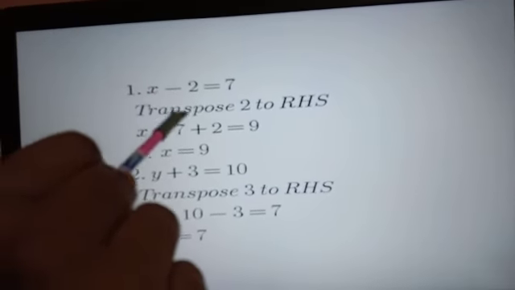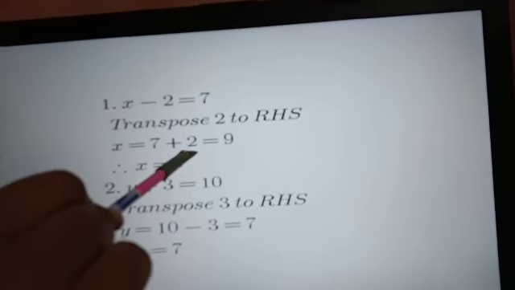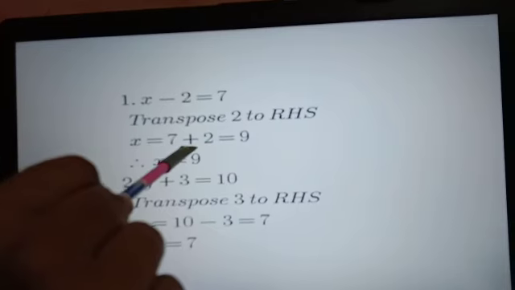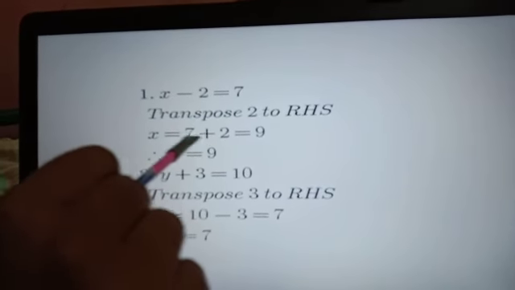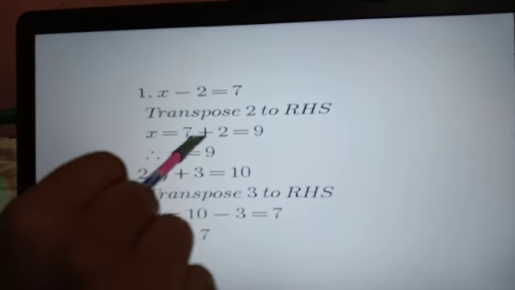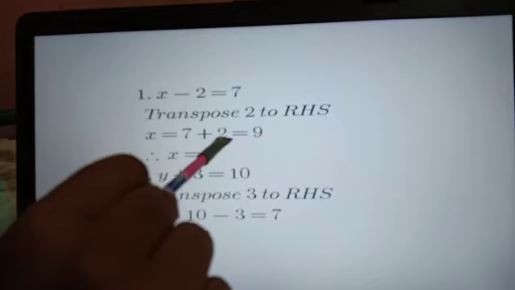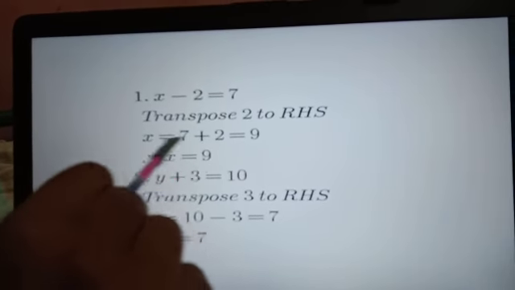Only you have to change the symbol for the left side term, because you are bringing this minus 2 to the right side. While bringing it to the right side, you should put the opposite symbol. So plus 2. Now we have 7 plus 2. Both have the same symbol, so we should add. If we add 7 with 2, what will you get? 9. So the x value is 9.